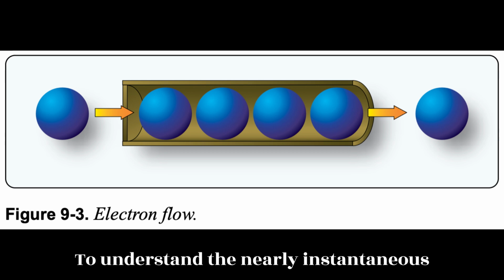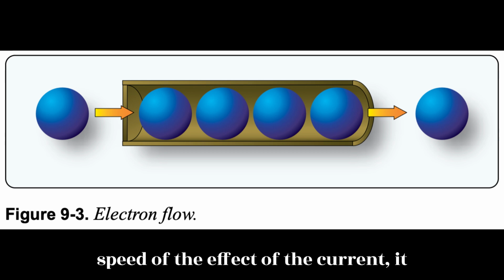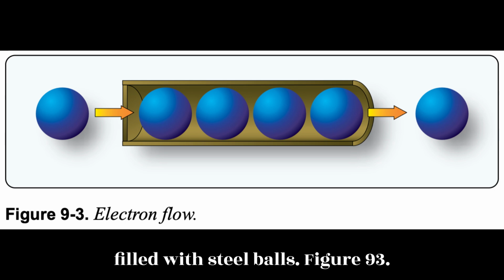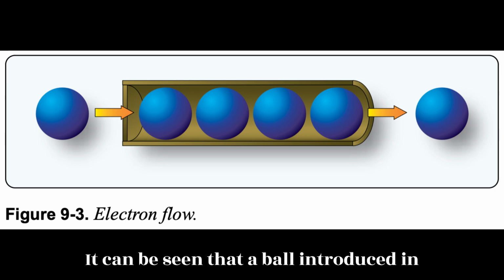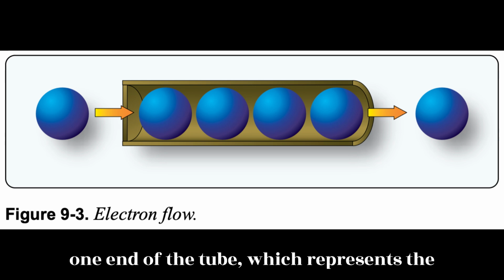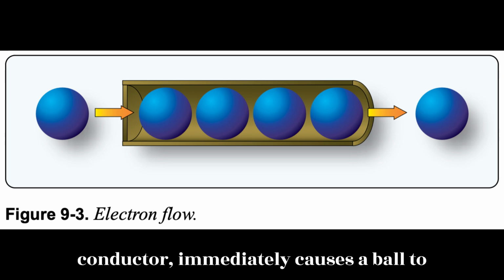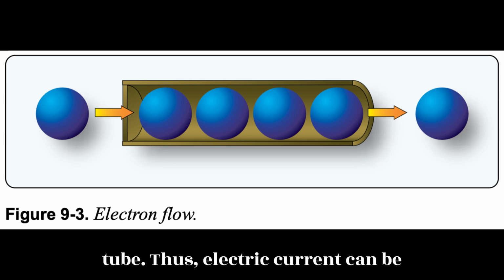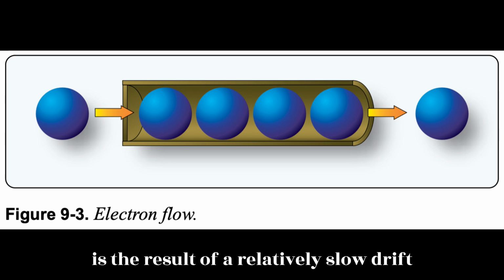To understand the nearly instantaneous speed of the effect of the current, it is helpful to visualize a long tube filled with steel balls. Figure 9.3. It can be seen that a ball introduced in one end of the tube, which represents the conductor, immediately causes a ball to be emitted at the opposite end of the tube. Thus, electric current can be viewed as instantaneous, even though it is the result of a relatively slow drift of electrons.